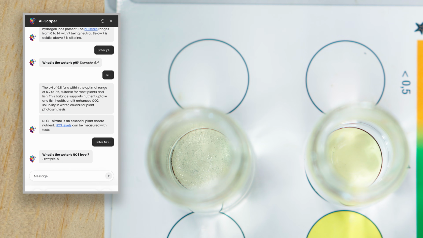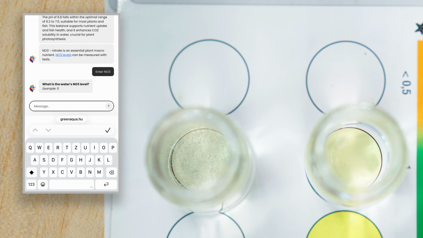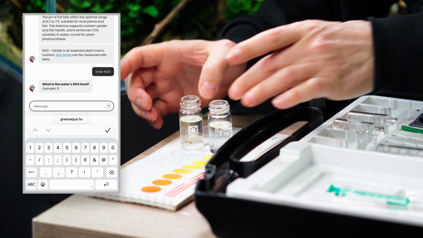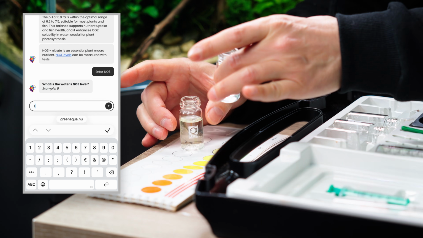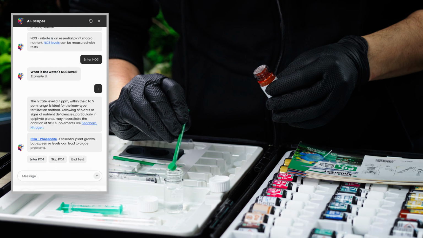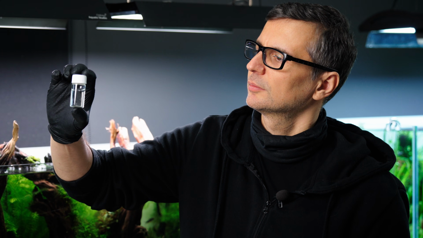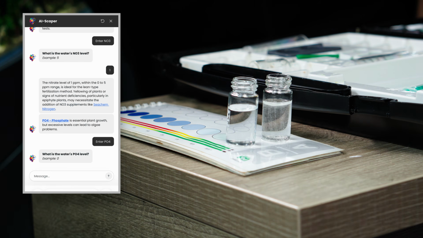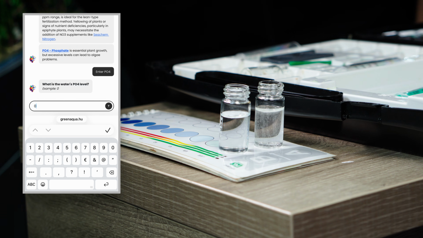The color is very light, so almost no nitrates. Maybe 1. Let's see the phosphate. Maybe 0.05.